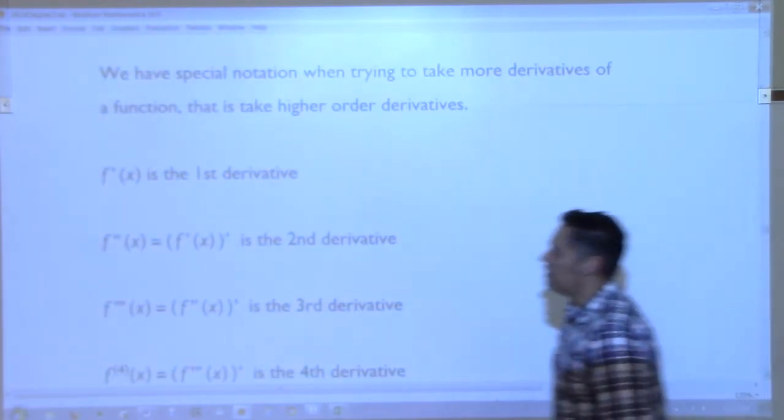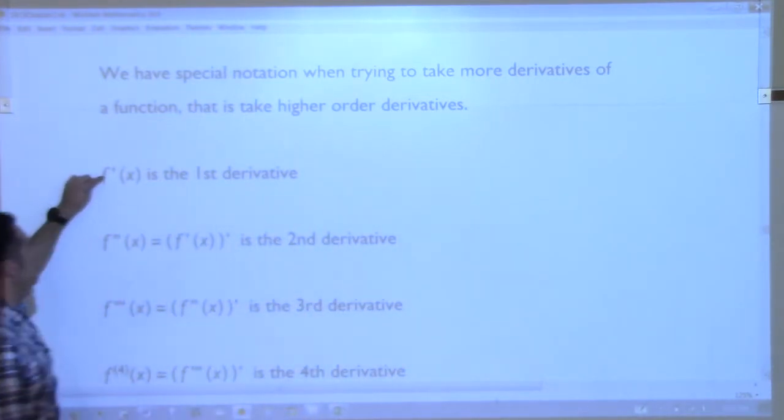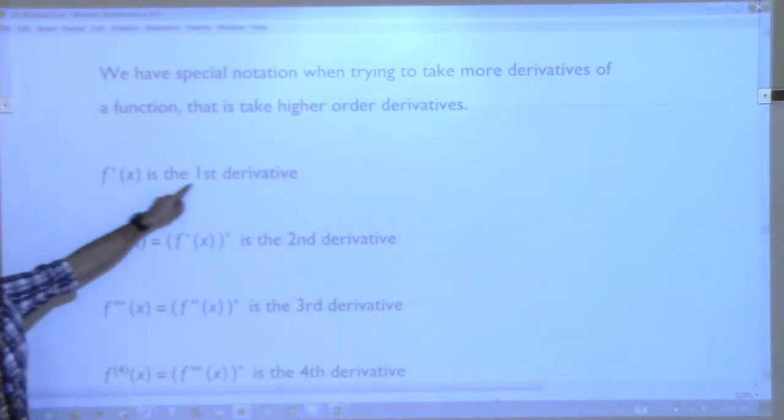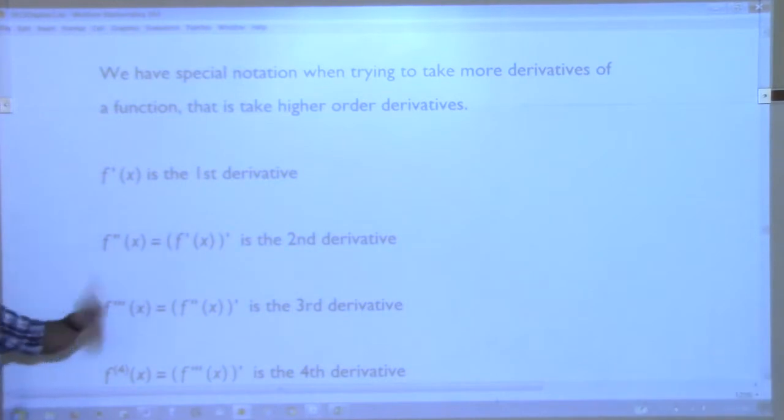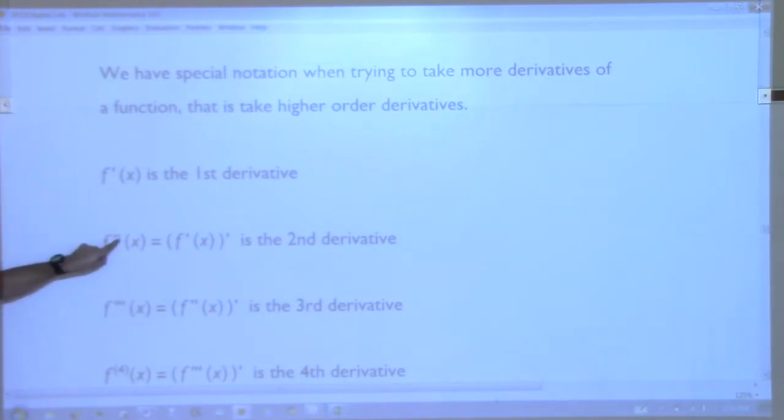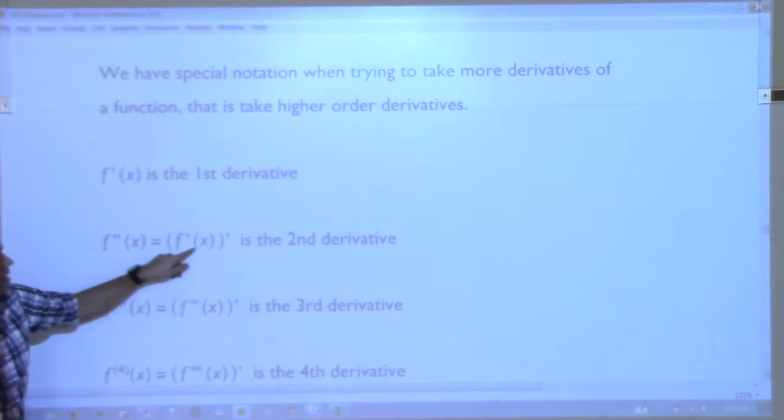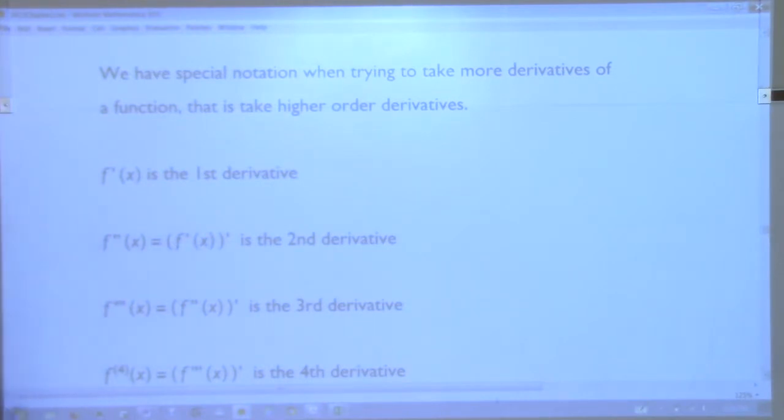If we already agreed that the derivative of a function is f prime of x, we will now call that the first derivative. And if we want to do the derivative again, so take the answer and then take the derivative again, then we'll use f double prime, two little prime marks, and that means you take the derivative, and then after you're done with that, you take the derivative again, and that's called the second derivative. And as you would expect, three prime marks means the third derivative.